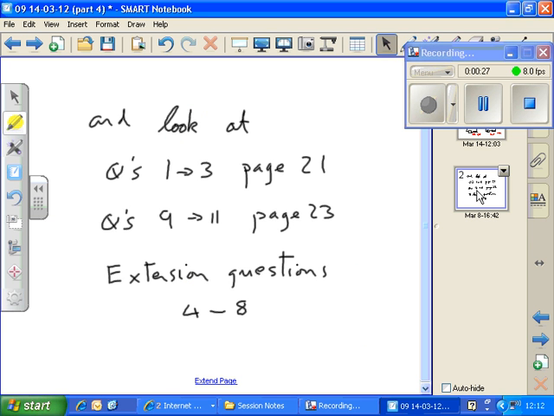You could also look in the handout you got on Laplace transforms on page 1, questions numbers 1 to 3, and questions 9 to 11, page 23, extension questions, questions 4 to 8. And again, the solutions to those will appear on later videos. All that leaves us now to look at is when we put inductors and capacitors in a circuit and the effect that has, and that will be for the next group of videos.